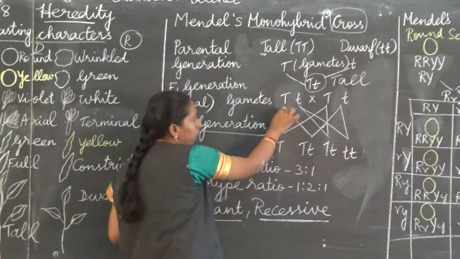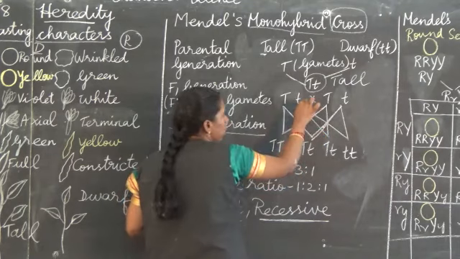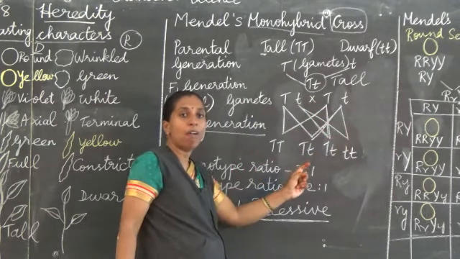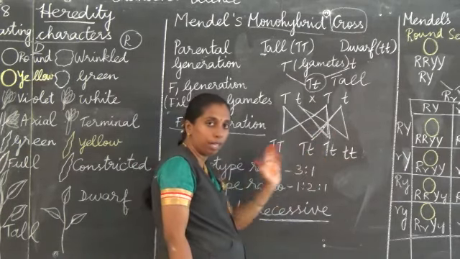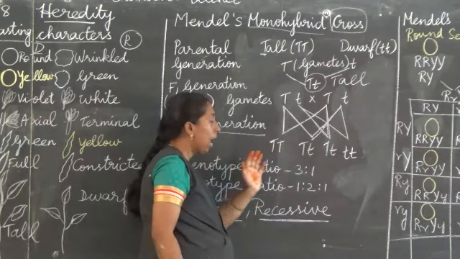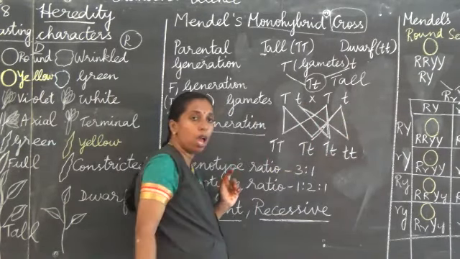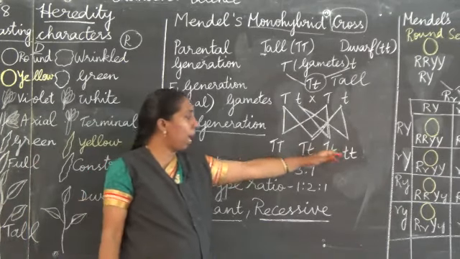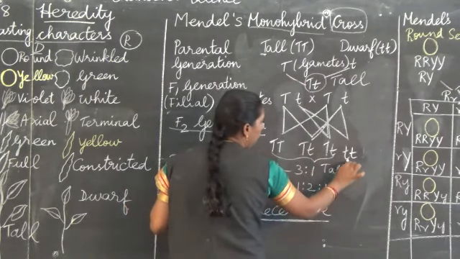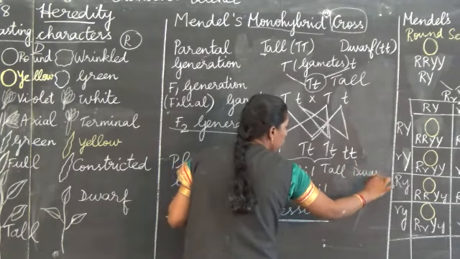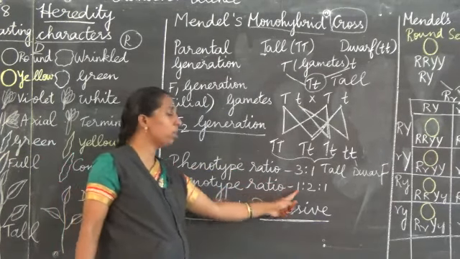So here, capital T, capital T, again capital T, small t, and small t, capital T. But we have to write the dominant letter first, and then the recessive. Here the dominant one is capital T and the recessive one is small t. And here we can write small t, small t. So out of four plants, three plants were tall and one plant was dwarf. So the phenotypic ratio is 3:1 and the genotypic ratio is 1:2:1.